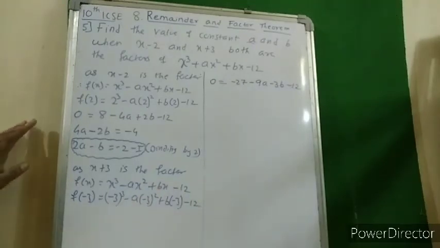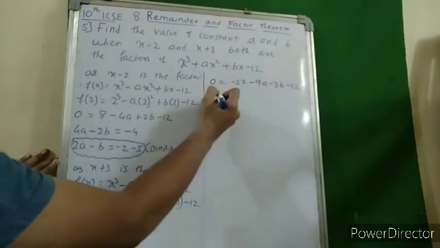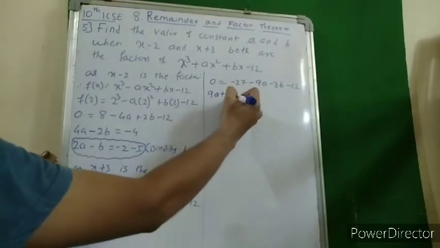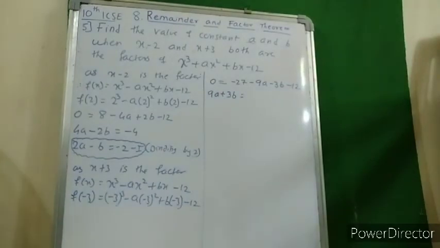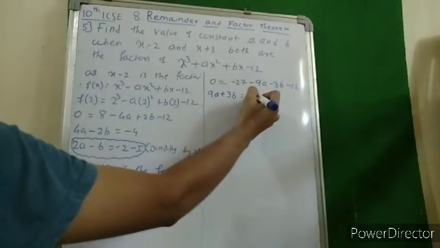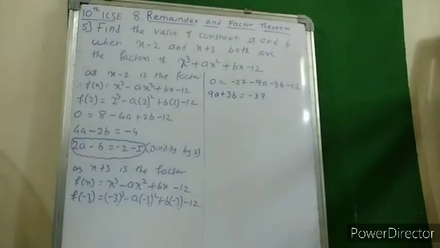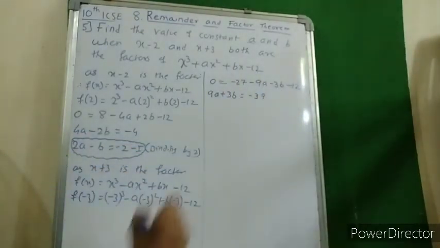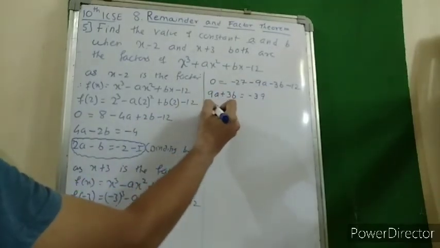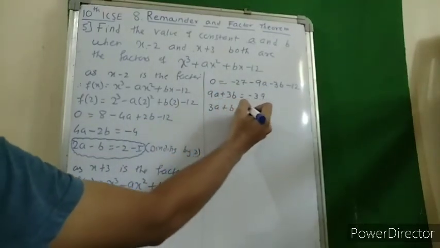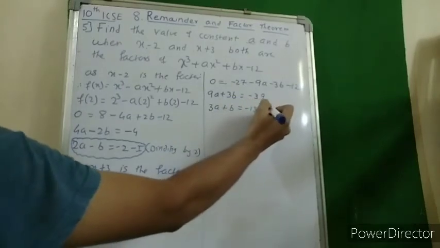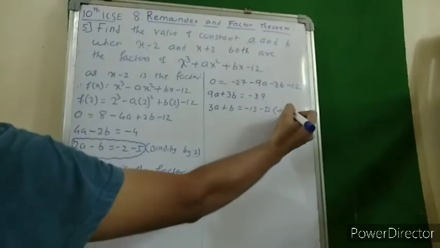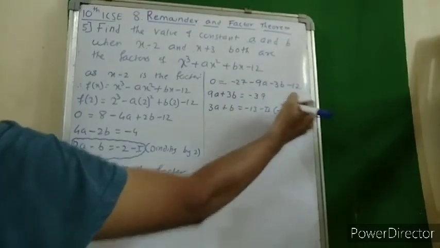So 9a will come here and become plus 9a, 3b will come here and become plus 3b, and minus 27 and minus 12 will be added to get 39. Dividing by 3, I have 3a plus b is equal to 13. Equation number 2.